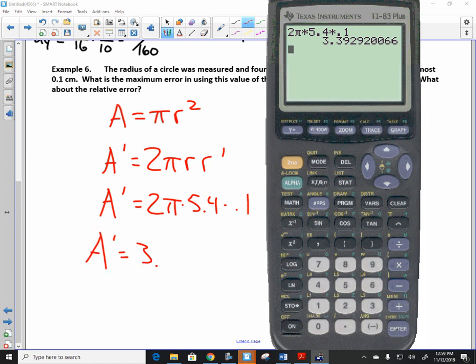The area is going to change by 3.39 centimeters squared. Now, I don't know if they're okay with that or not. But they're going to see that, and they're going to say, okay, 3.39, that's within our tolerance of what we can accept. Or they're going to say, forget it, we've got to go back to the drawing board.